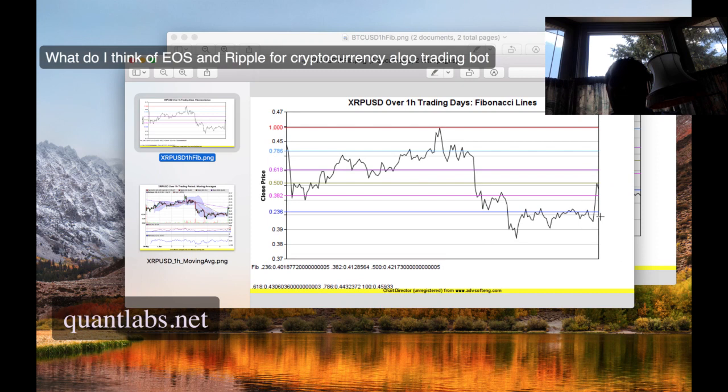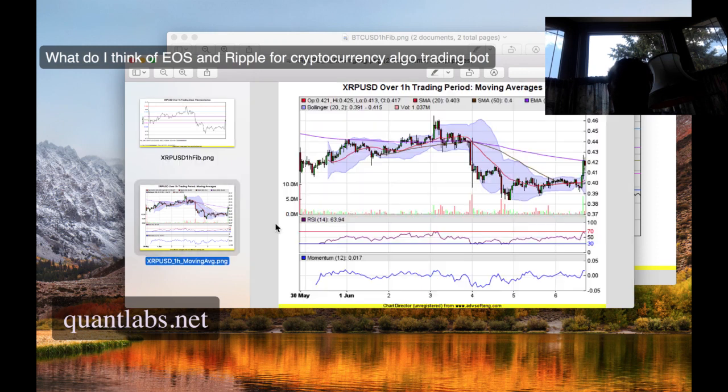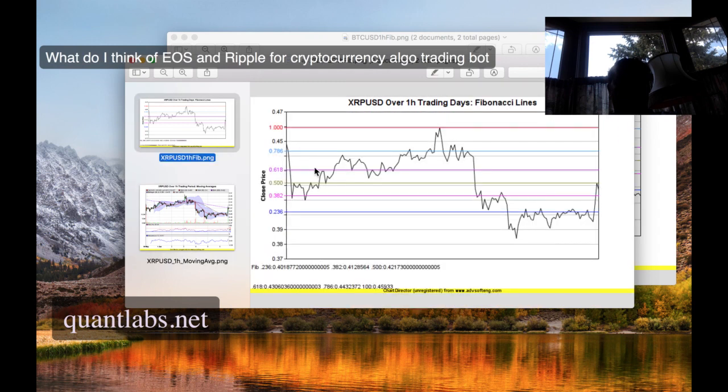See right here, you can clearly see it tested the 500 fib level, and then it dropped off. So this is one of those instances where, right about here, if you're looking for momentum, you wait it out. You wait it out for the 7-day, the 500 level to be established as support.